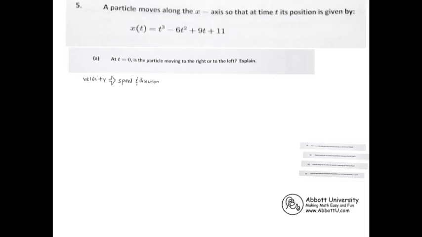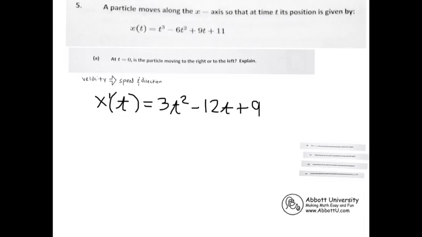Now, how does one find the velocity of this particle? To find the velocity, you take the first derivative of the original function. I'm going to assume everyone knows how to do that; it basically means applying the power rule. The derivative would be x prime of t equals 3t squared minus 12t plus 9. That's the power rule applied to the original function.